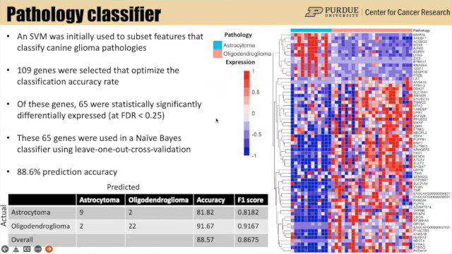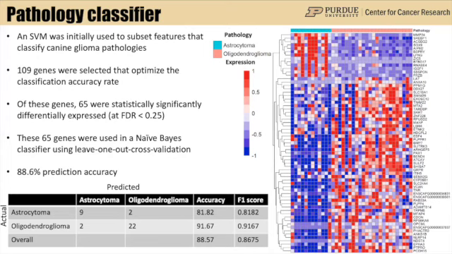Based on this, we did find a number of differentially expressed genes that were different between astrocytomas and oligodendrogliomas. And so we did look to see whether we could build a classifier that could classify astrocytomas versus oligodendrogliomas based on gene expression profiles alone. Initially, an SVM was fit to subset features that could classify the pathologies, astrocytoma versus oligodendroglioma, and a 109 gene panel was used that optimized the classification rate.